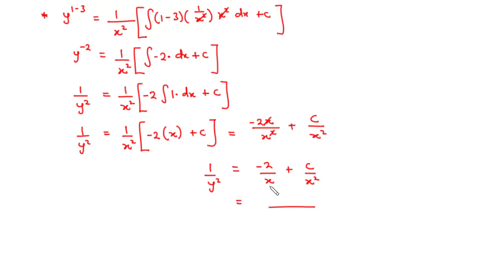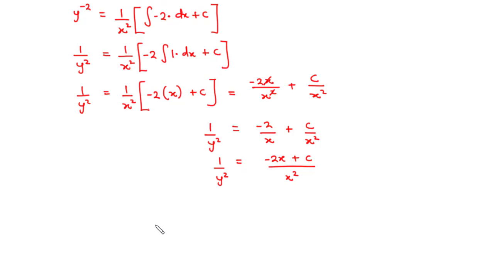The LCM between x and x squared is x squared. So we have x squared divided by x, which is x, times negative 2, it becomes negative 2x, plus x squared divided by x squared is 1, and 1 times c is c. So that is equal to 1 over y squared. Now at this point, we can flip both sides of the equation so that we have y squared equals x squared over negative 2x plus c. So we have this to be the general solution to the differential equation.